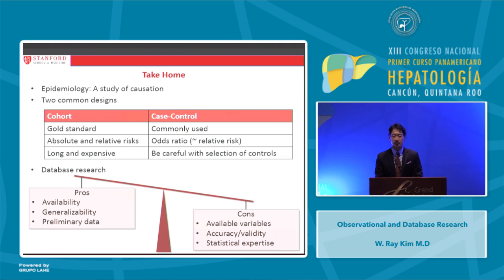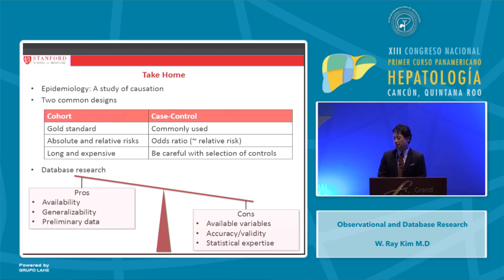I talked about database research. Database research is attractive because, as I showed you, there are many data sets that you can acquire without having to collect your own data. Availability is important, and many of those databases are generalizable to the population that you're studying. It is very good to create preliminary data so you can go to a funding agency and say, I've done this, so I'm going to go collect my own data to answer further questions that I have.